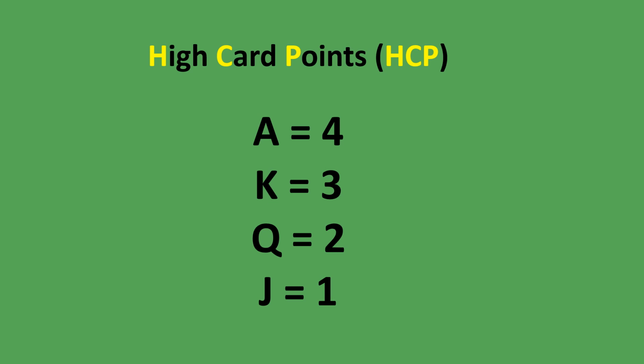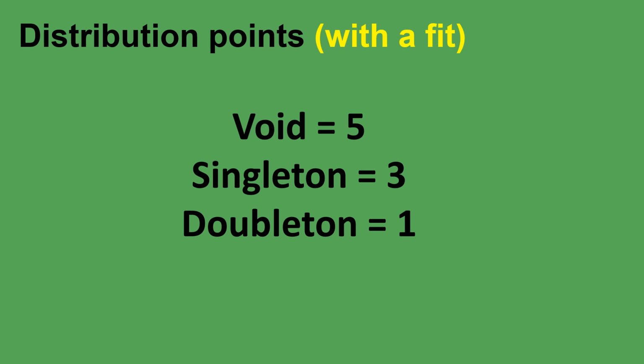You may remember last lesson we learned how to count high card points, so that is 4 points for an ace, 3 for a king, 2 for a queen, and 1 for a jack. In this lesson we're going to learn that you can add distribution points to your high card points when you know that you have a fit with partner. That means at least 8 cards in the same suit. So let's say you have 5 spades and your partner has at least 3 spades, then you have a fit, you can add distribution points.